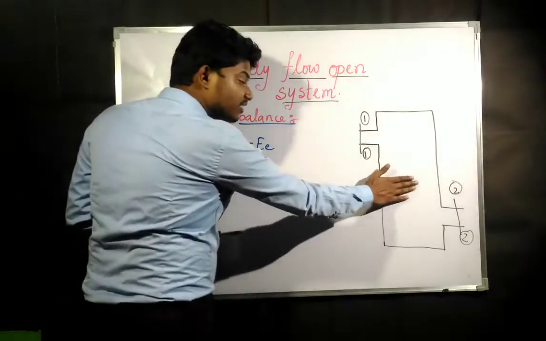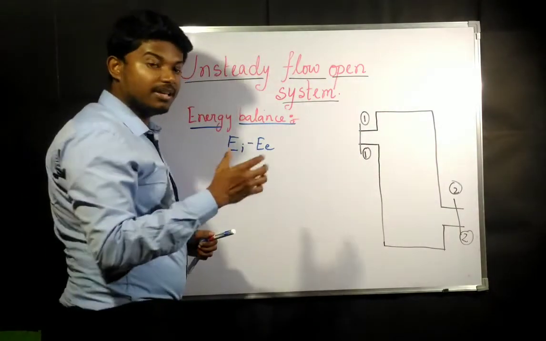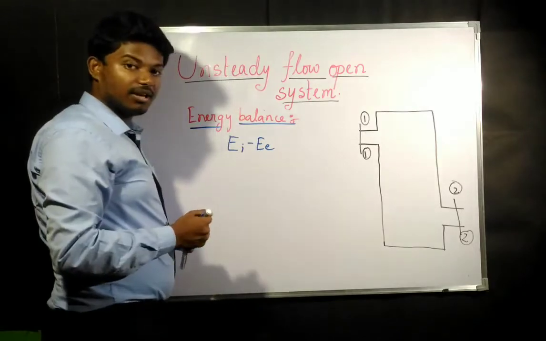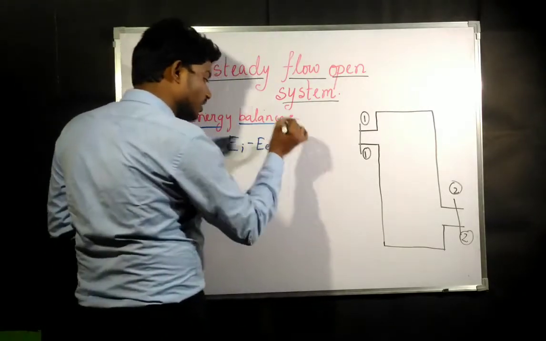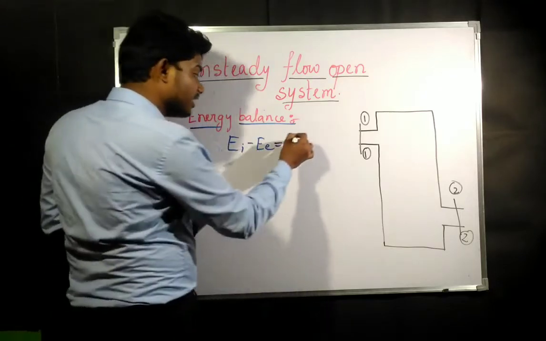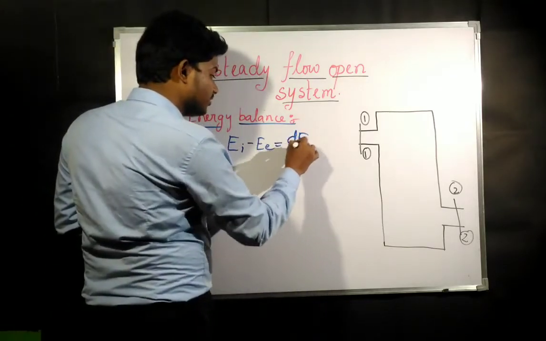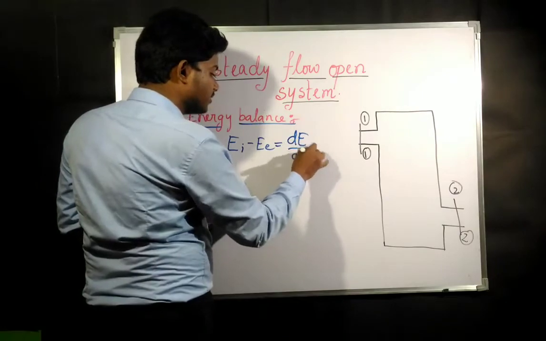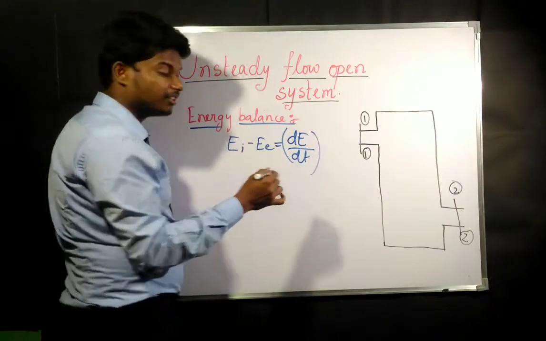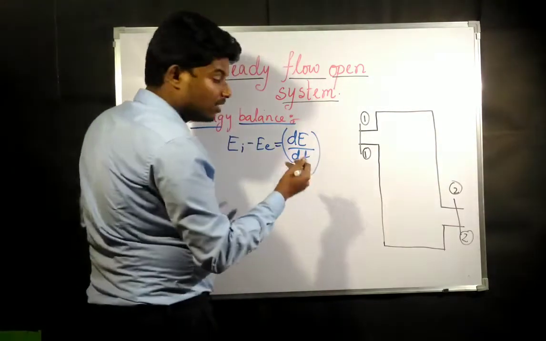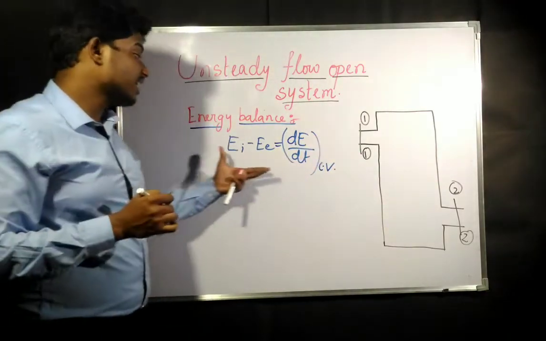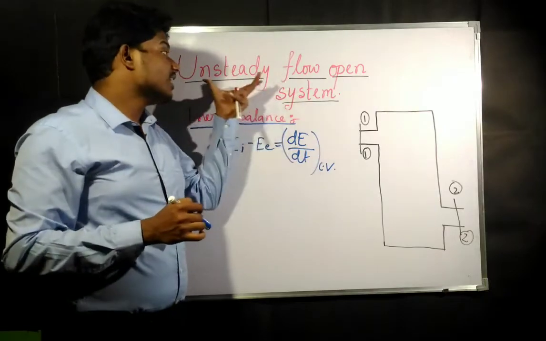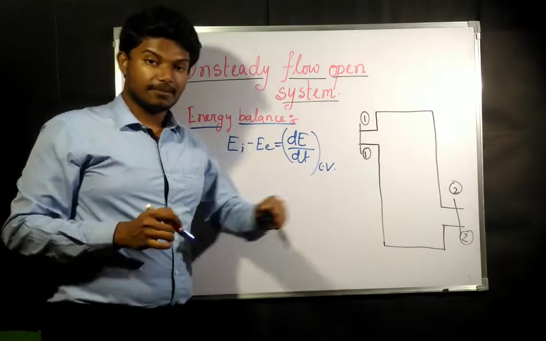If the energy of the system has to change with respect to time, some energy accumulation is required. That means energy at inlet minus energy at exit is going to have a certain value. Let us say that is dE by dt, the change of energy with respect to time for that system. Okay, for control volume. This is the energy balance equation for unsteady flow for an open system.